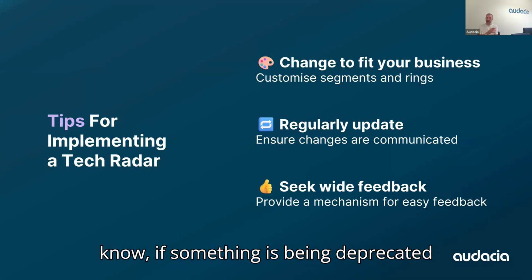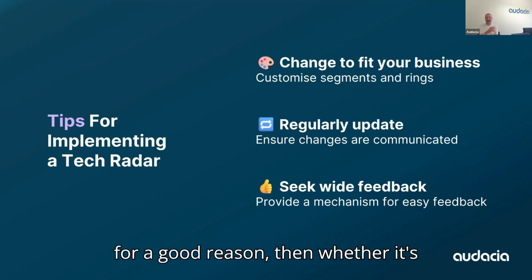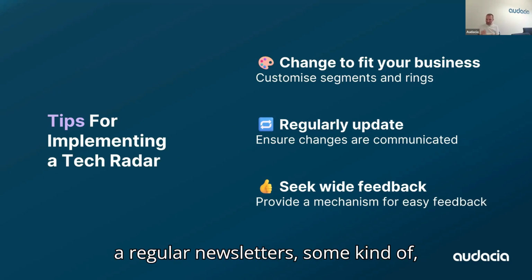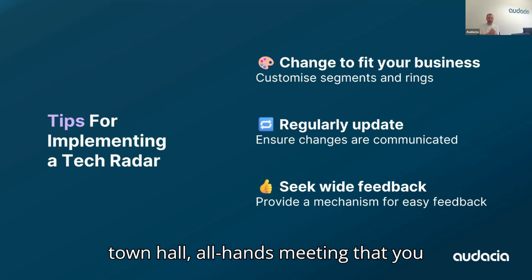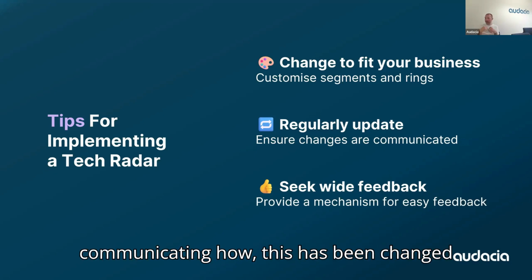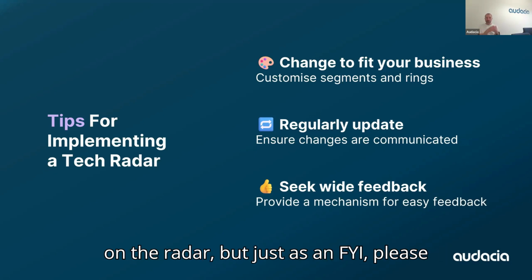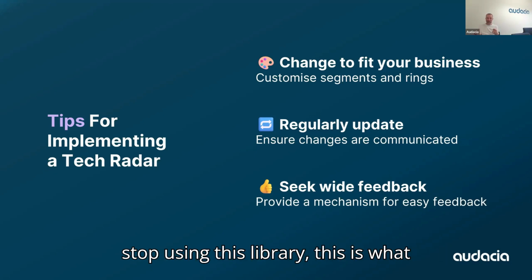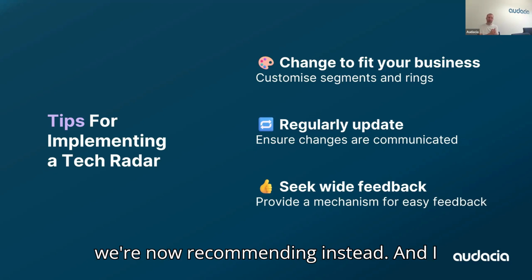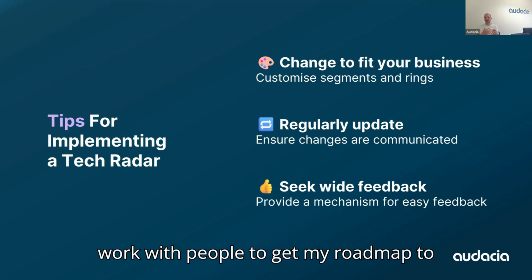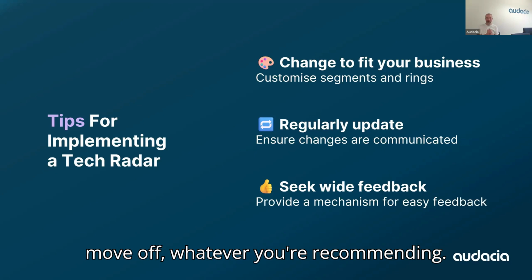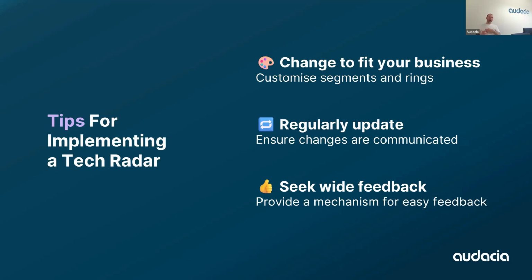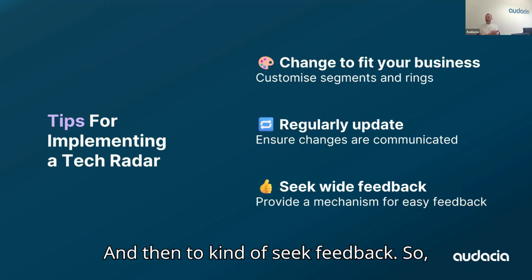If something is being deprecated for a good reason, then whether it's in a regular newsletter, or some kind of town hall or all-hands meeting that you have every month, just communicate it out. This has been changed on the radar, but just as an FYI, please stop using this library. This is what we're now recommending instead. And then work with people to get them a roadmap to move off whatever you're recommending. And then seek feedback.